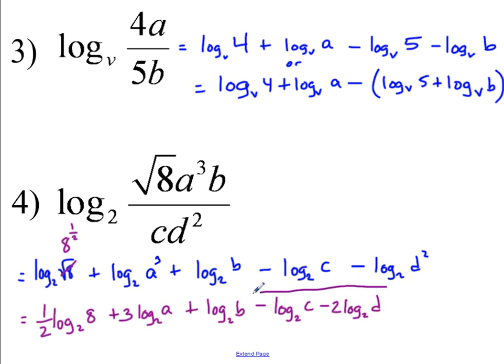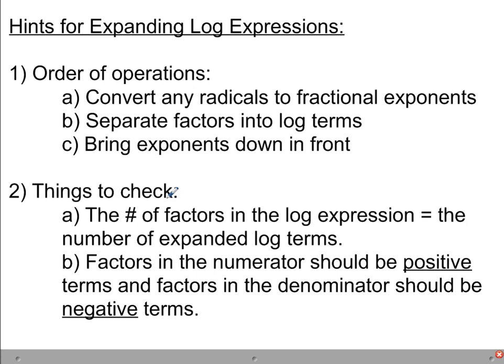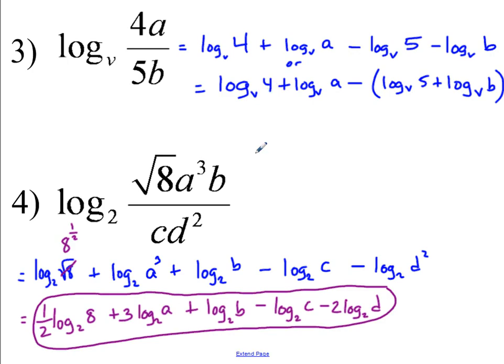All right, so that's pretty much as hard as they would be for us to expand those out. Remember, number of factors equals number of terms. Negatives are for when we have denominators. Let's write some notes to ourselves. All right, I encourage you to write these hints. When we're expanding out log expressions, kind of think of an order of operations this way, just like we just did in that last example. If you have any radicals, we'll turn those into fractional exponents, just like we had 8 to the 1/2 was the same as radical 8.